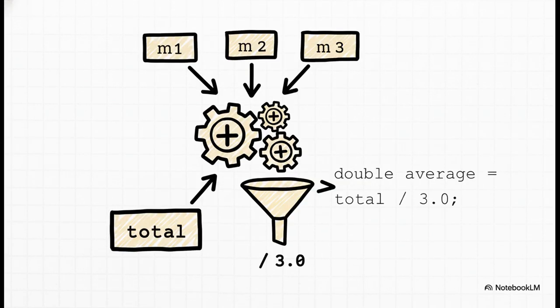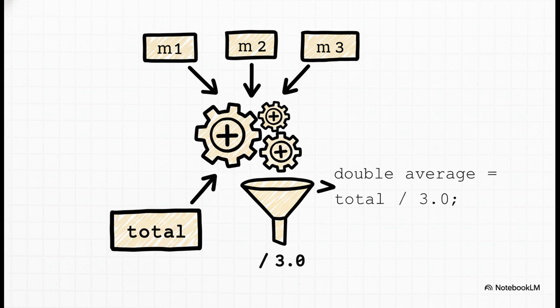Okay, next up, the math. This is where our operators get to shine. We use the plus sign to add up our 3 marks, and we pop that result into our total variable. Then, to get the average, we divide by 3. But look really closely. We're using 3.0, not just 3.